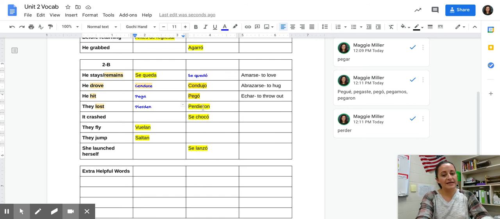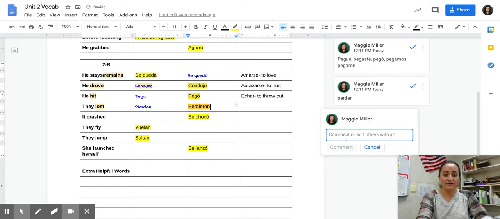Then, preterite tense, we see perdieron. This one does not have a stem change. Okay, this one is a regular verb in the preterite tense, but it is an ER-IR verb, and we haven't worked much with that chart yet. So what am I trying to say here? Let's go through the whole chart.